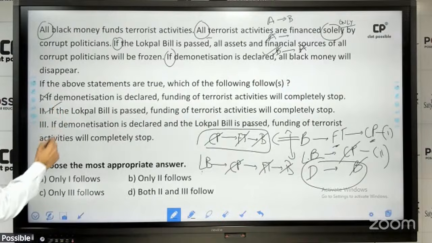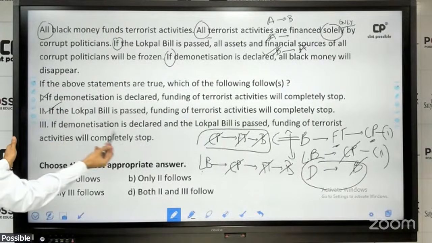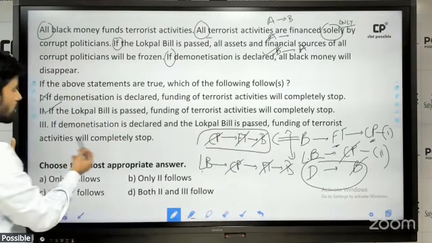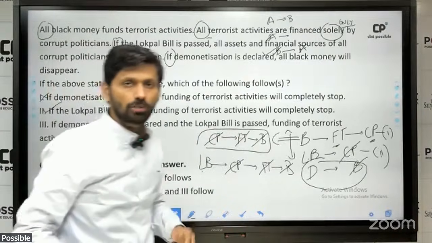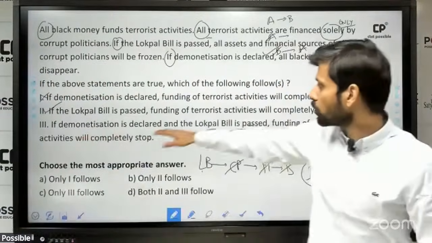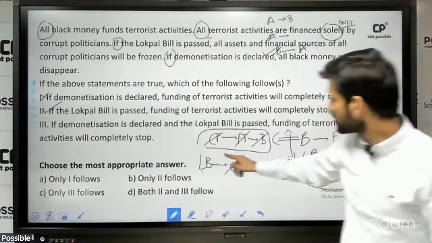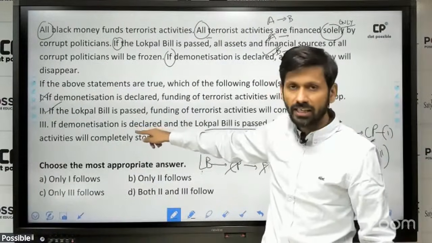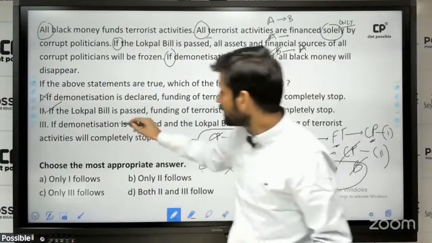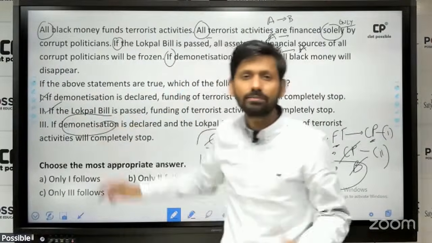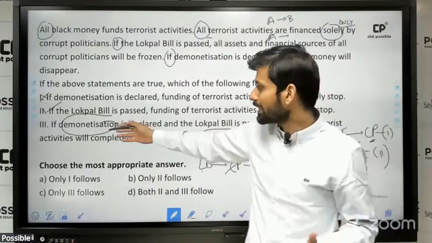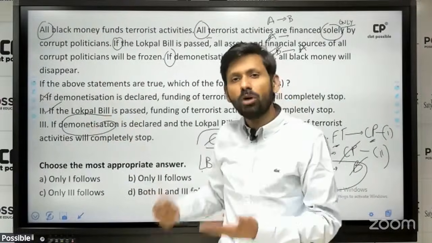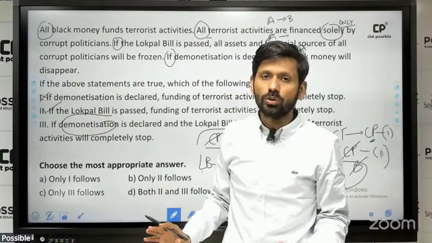One second. Now third, if demonetization is declared and Lokpal bill is passed, funding of terrorist activities will completely stop. Now we already know if Lokpal bill is passed, this chain will follow, right? तो ये वाला जो statement है ना, इसमें demonetization का कोई काम नहीं है, right? अगर demonetization हटा देंगे तो वो second वाला ही statement की तरह हो जाएगा. तो demonetization से add करने से भी कुछ नहीं होगा.